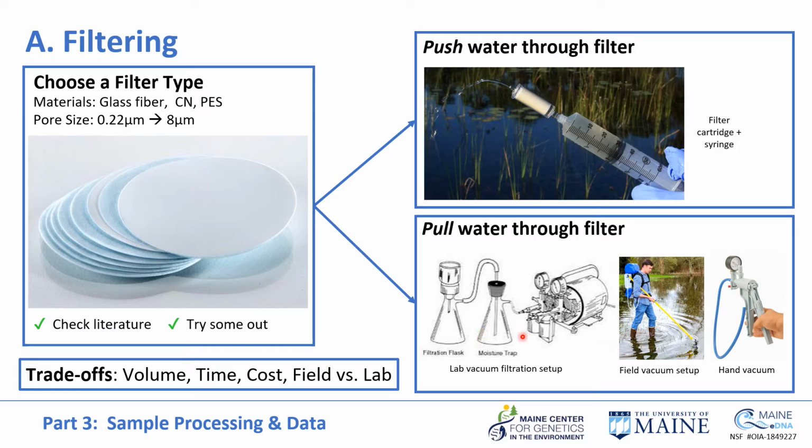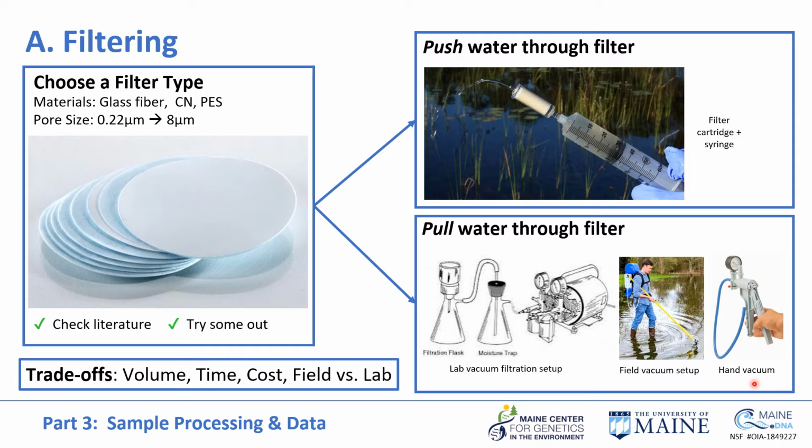Just remember, if you have one of these setups, always set up a moisture trap or an intermediary flask to make sure that water doesn't get into your pump. And then they now sell these fancy field vacuum backpacks that are battery powered, so you can actually suck water up and filter at the same time in the field, which is pretty cool. You could also just buy a hand vacuum pump at your local auto parts store if you want to go that route.